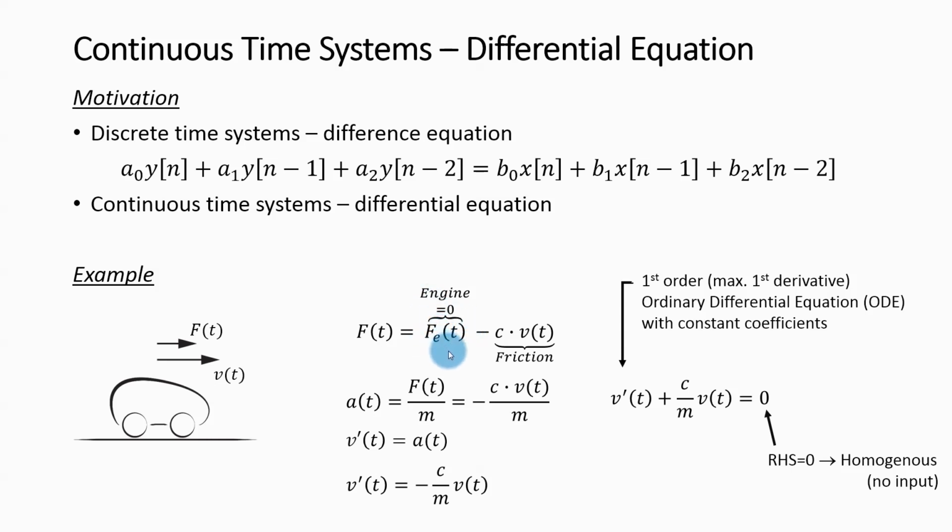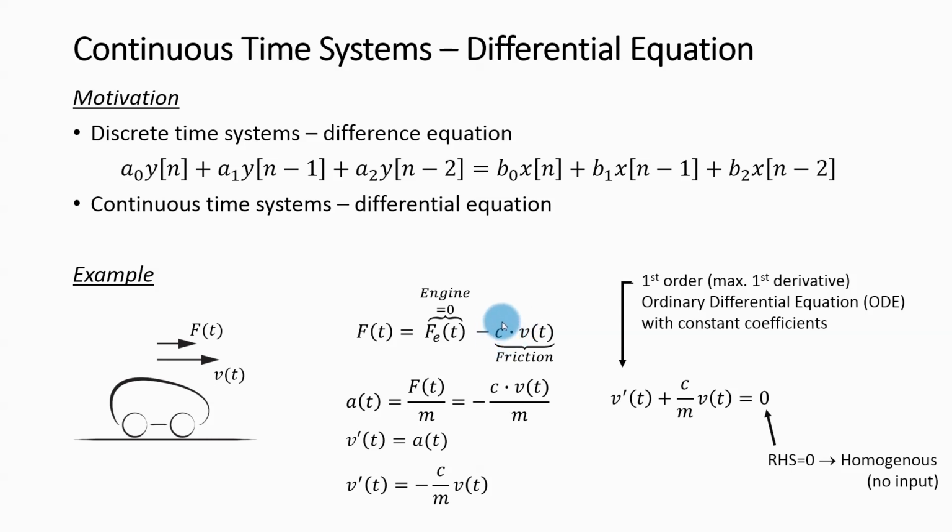I will also assume that the resistive force can be simply approximated and expressed as proportional to the speed of the car. The faster the car goes, the more resistance it encounters. This C would be some coefficient of friction.